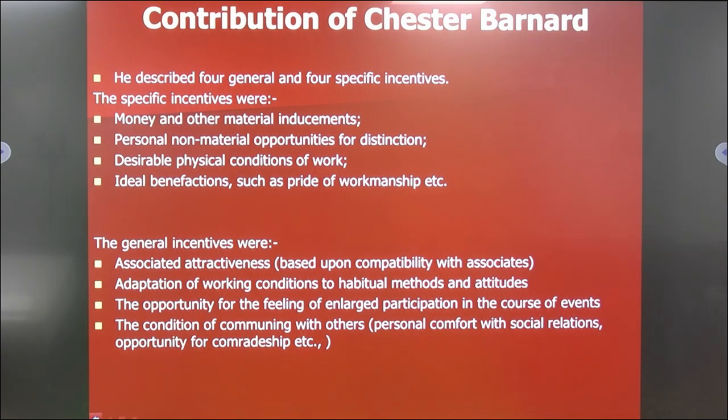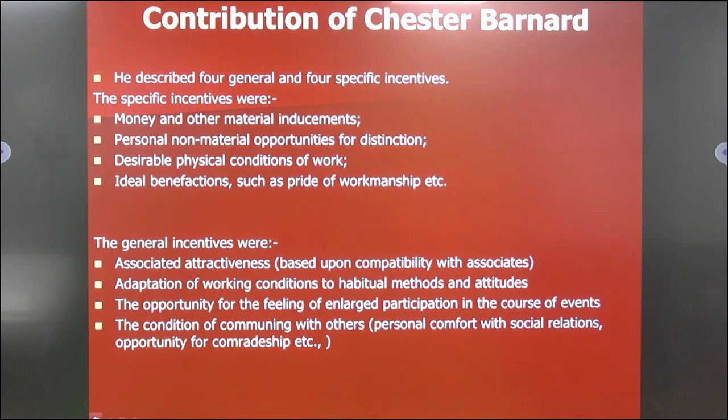What we discussed just now are the specific incentives. Now we are moving towards the general incentives. Number one, associated attractiveness, meaning based upon compatibility with associates. Number two, adaptation of working conditions to habitual methods and attitudes. Number three, the opportunity for the feeling of enlarged participation in the course of events. Number four, the condition of communion with others, meaning personal comfort with social relations, opportunity for comradeship, etc.